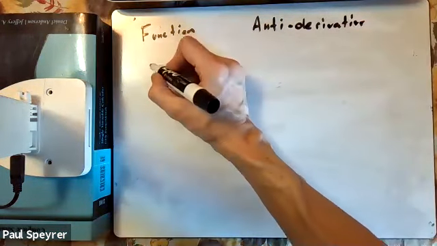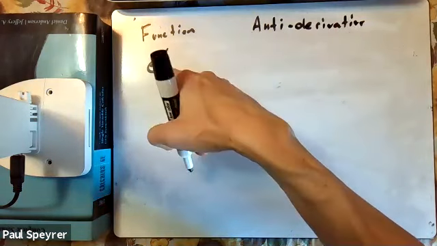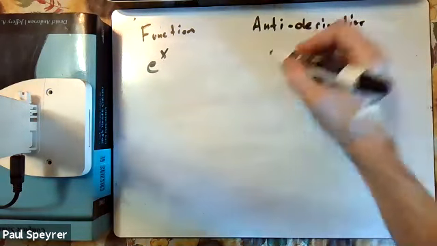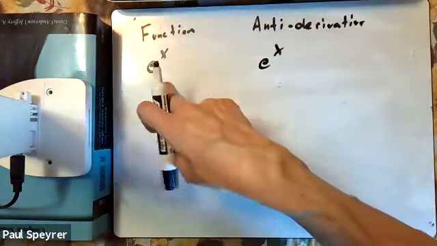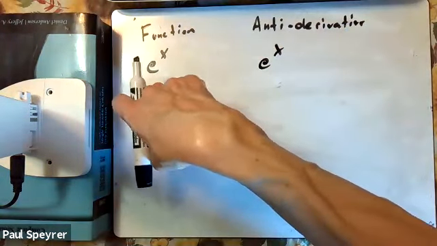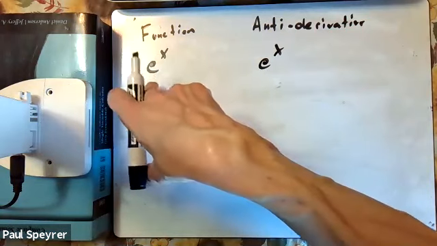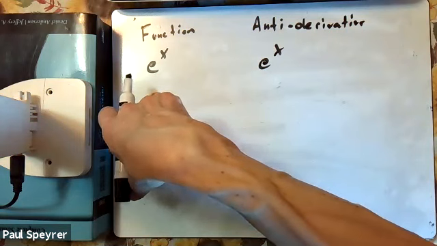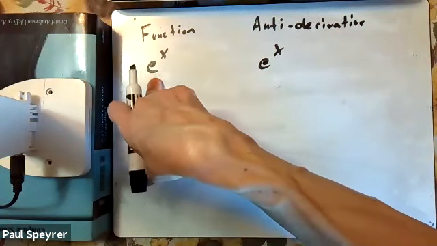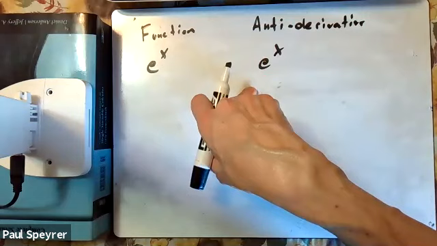So if you have, we'll start with e to the x. So if the original function is e to the x, the antiderivative is also e to the x. I kind of talked about this when we did the derivative of e to the x. And I said, oh, it's a unique case. The function e to the x is the only function in all of math whose derivative and antiderivative are itself. So it's just e to the x.